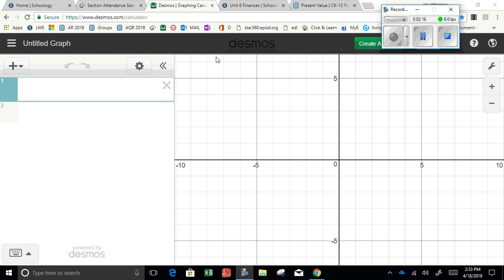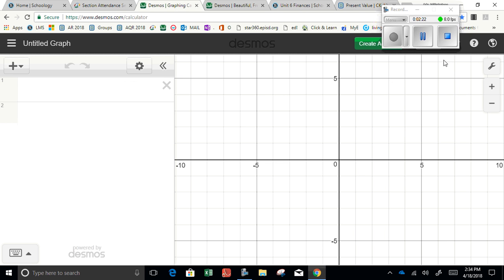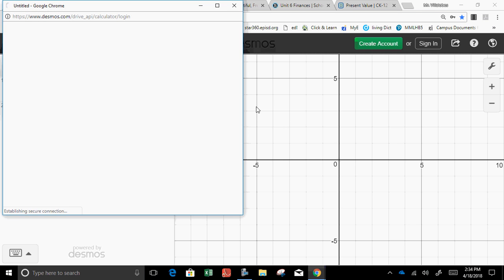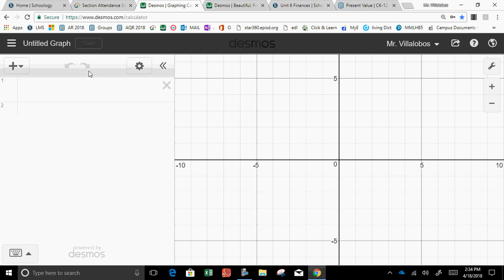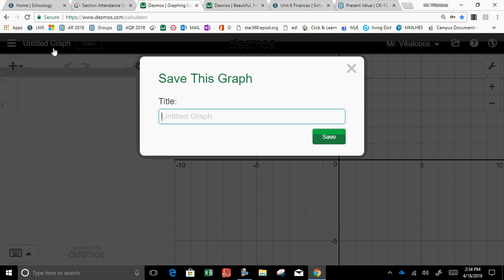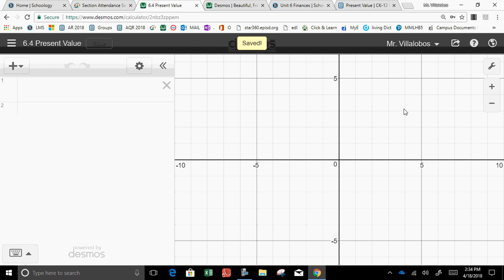Resuming the recording. So, I am here at my Desmos account, and I need to sign in. So, signing in. Okay. And I want to title this future value to present value, and this would be 6.4. Well, maybe just present value then. Save it. Okay.